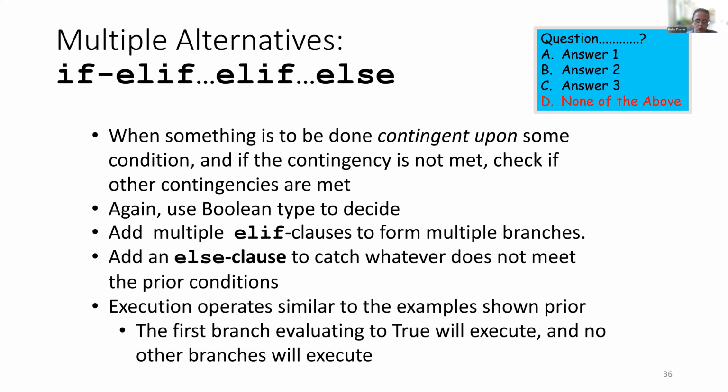Execution operates similar to the examples we've seen before. That is, the first branch evaluating to true will execute and no other branches will execute. So we start at the top and we check to see, okay, does contingency A match? Does contingency B match? And you go down each of these until you find one that's true. But what if you get to the bottom and none of them has been true? That's what this else will catch.